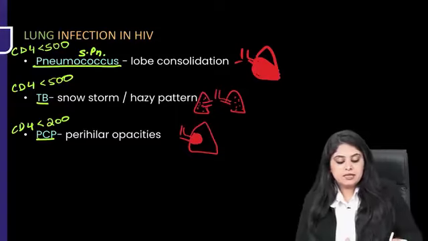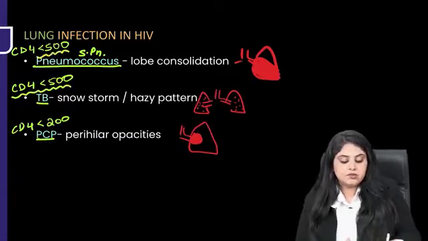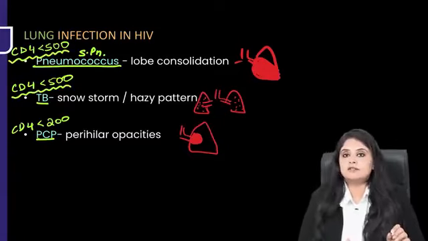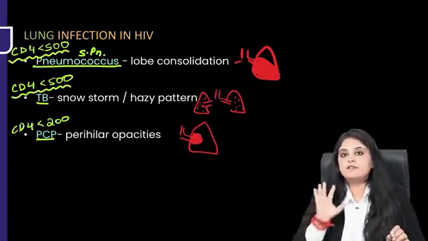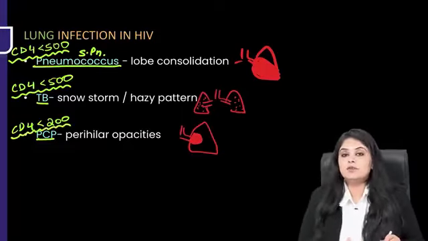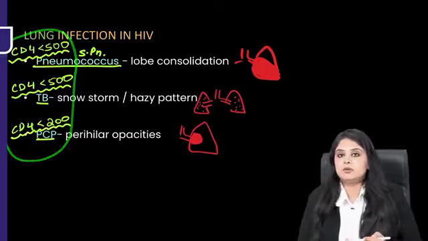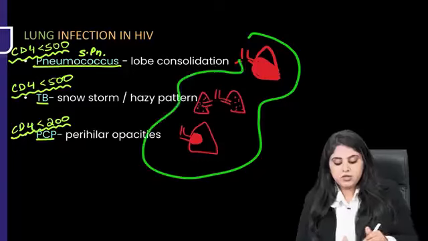So I just told you that TB will occur at CD4 count less than 500. Even streptococcus pneumonia occurs at a CD4 count less than 500. So bacterial infections occur under 500, but pneumocystis carinii is going to occur at a CD4 count less than 200. So the first thing that you look out for in the paper is the CD4 count. Then you'll see what is the radiology given.